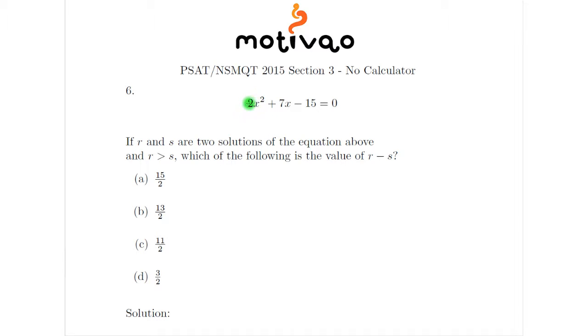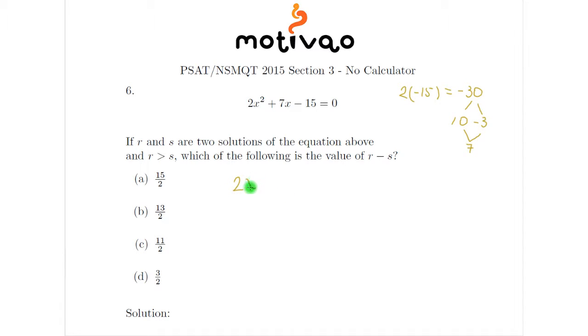Well, I take this value 2 and I multiply it by negative 15. So 2 times negative 15 is equal to negative 30. And then I ask myself, what two factors of negative 30, when I add them together, gives me positive 7? So let's think, well, 10 and negative 3, right? Because 10 times negative 3 is negative 30, but 10 plus negative 3 is 7. So those are the two factors.